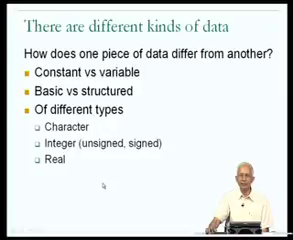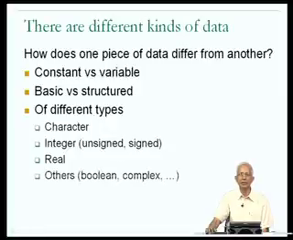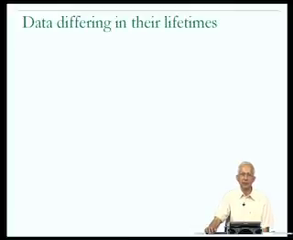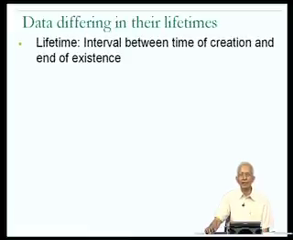But I'm going to spend a little bit of time talking about another way in which data can differ, and that is that the different pieces of data in your program could differ from each other in terms of their lifetime. What I mean by lifetime is very much what you probably understood by the word. The lifetime of a human being is the time between the birth and the death of the human being. In other words, the time interval between the time of creation and the end of existence. We'll use the same meaning for the word as far as variables or data are concerned. So the lifetime of a piece of data is the interval between the time of its creation and the end of its existence.